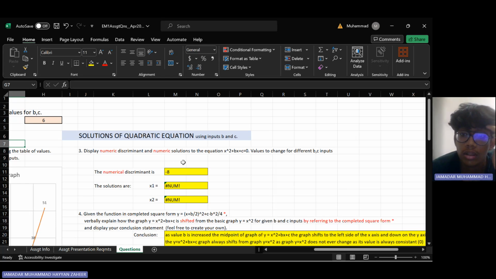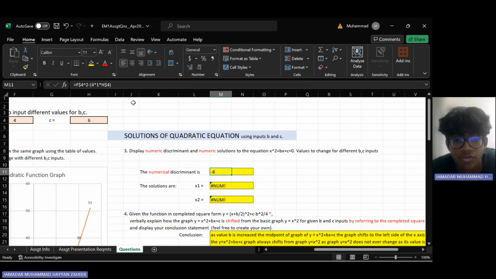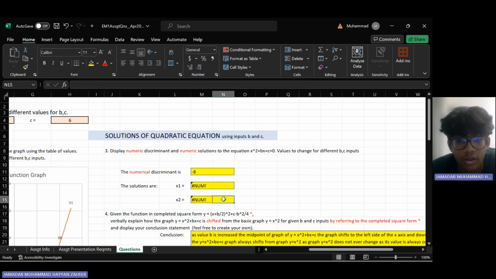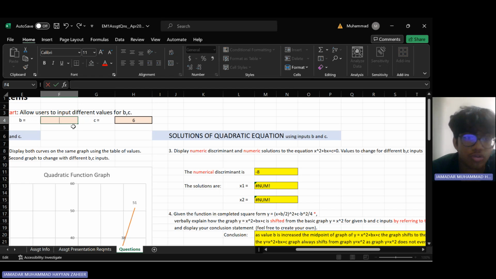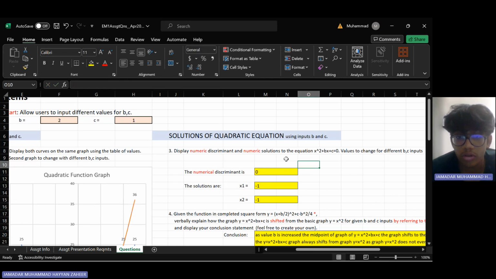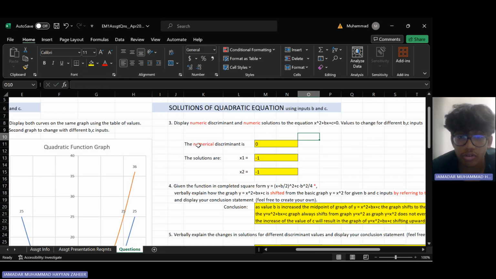Display the numeric discriminant and numeric solutions to the equation. So here's my numeric discriminant. This is the formula I use for it. I use the discriminant formula, which is b squared minus 4ac. I just implemented that. I once again locked whatever cells I needed to because this formula is going to be used for both of these formulae. So here my discriminant is 8. If I change my numbers to 2 and 1, my discriminant changes to 1, and here will become 0. My numerical discriminant changes to 0.